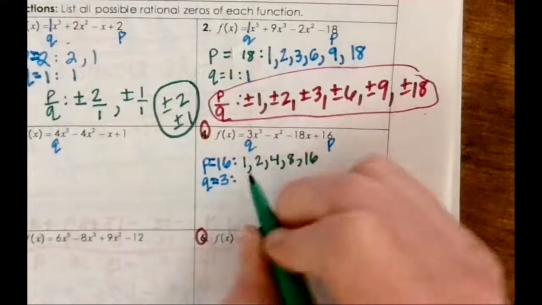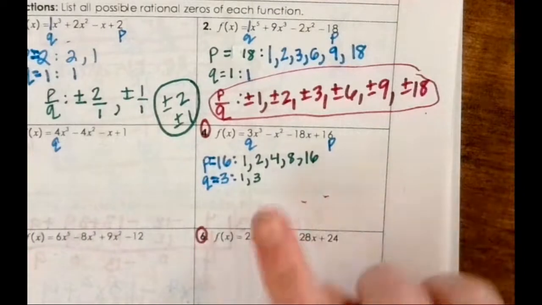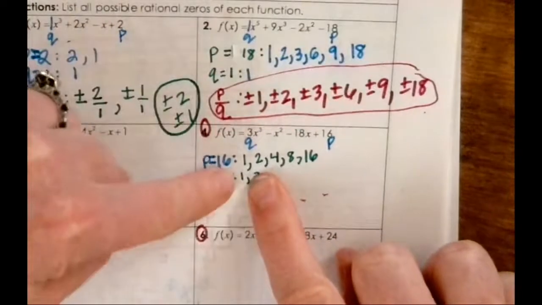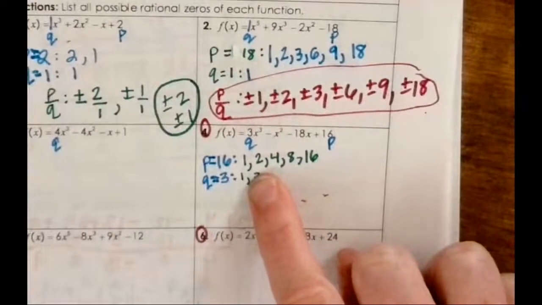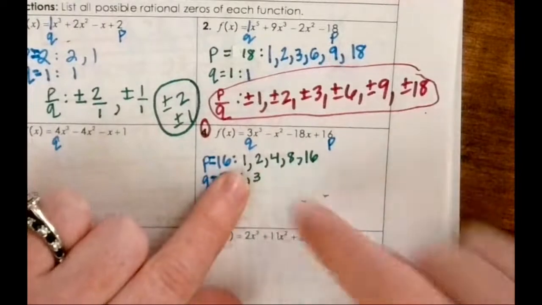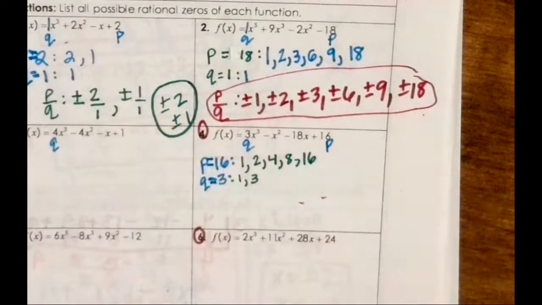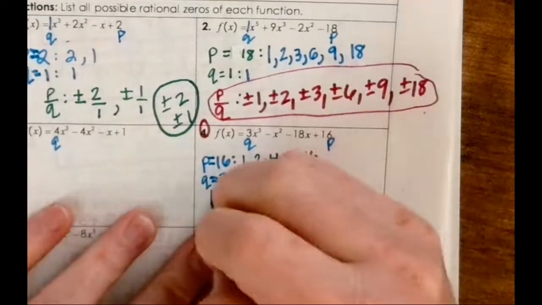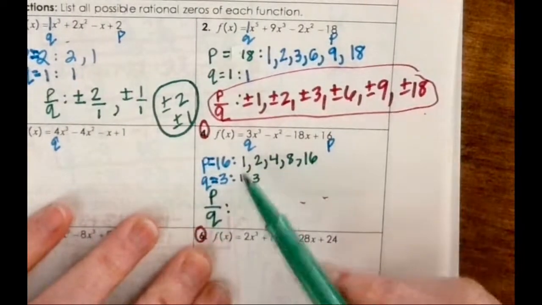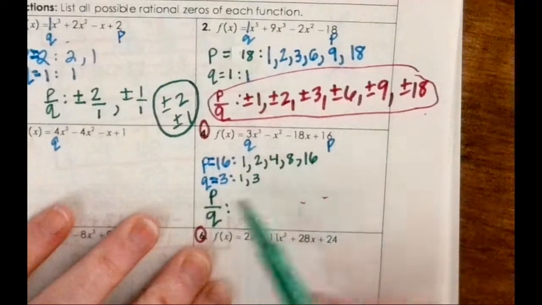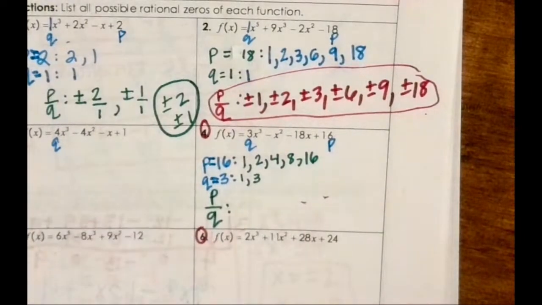Factors of 3 are just 1 and 3. Okay? So what are my possibilities? Well, I'm going to have to write all of these over 1. So 1 over 1, 2 over 1, 4 over 1, 8 over 1, 16 over 1 with plus minuses. And then I'm also going to have 1 over 3, 2 over 3, 4 over 3, 8 over 3, 16 over 3. All of those with plus minuses. So there's going to be a lot of combinations here of P over Q that are possibilities. Okay? So again, I'm going to match the P of whatever here over 1 first, and then I'll match the P's over 3 for my next possibilities.